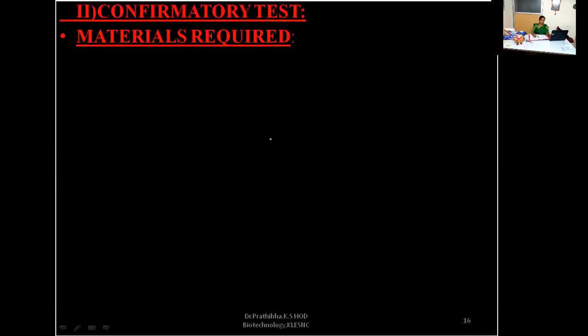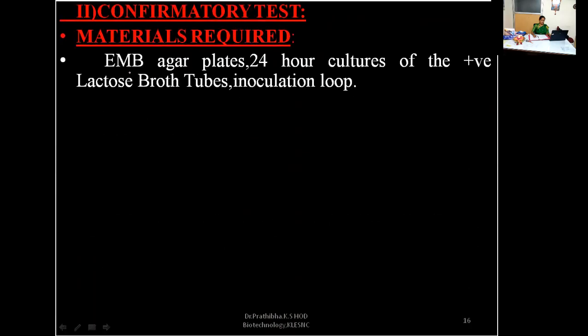Now let us go to the confirmatory test. What are the requirements? EMB agar. EMB stands for eosin methylene blue agar plates. We need a 24 hour culture of the positive lactose broth tubes. Only the positive test tubes are what we are going to take and collect for the confirmatory test. Then we need the inoculation loop.